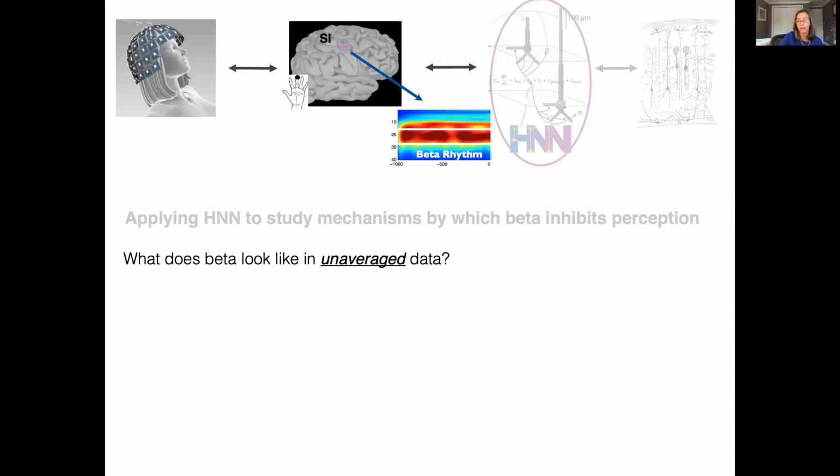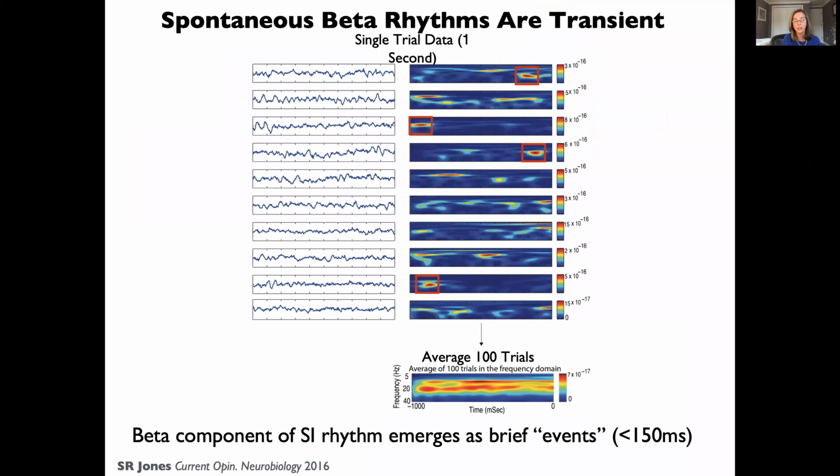What does beta look like in unaveraged data? Well, it turns out in unaveraged data, these beta oscillations are very transient. They typically last less than 150 milliseconds. And so what I'm showing you here is 10 example trials of unaveraged data in the time domain and the frequency domain. And you can see that these beta events, which I've highlighted in red, are very transient in time.